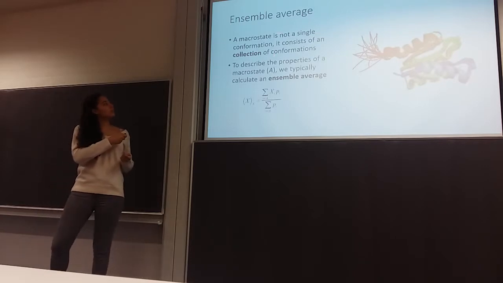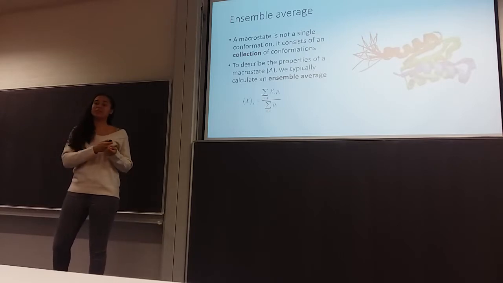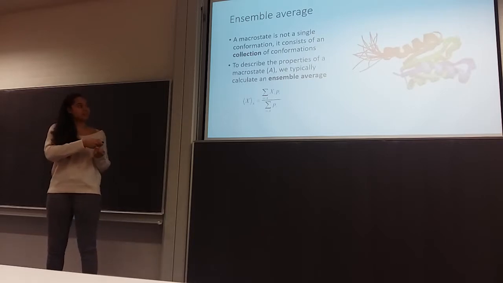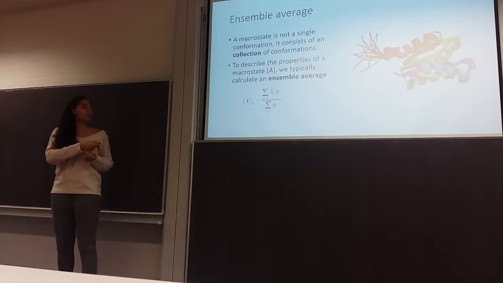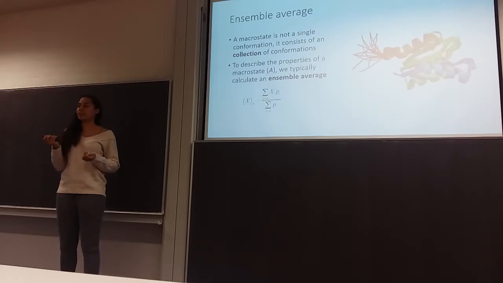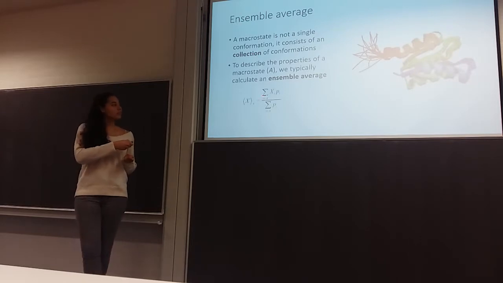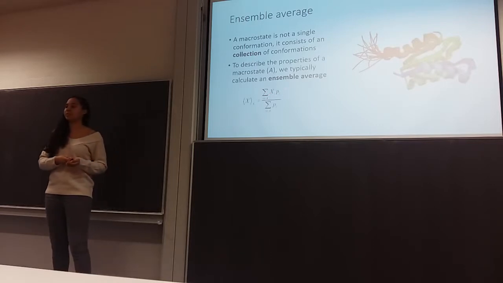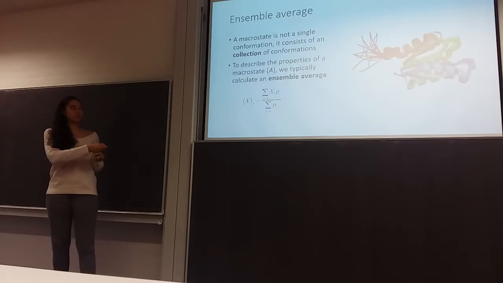So what we can do to calculate the properties of a macrostate is that we take a weighted average of all the microstates in that ensemble, and we call this the ensemble average. It can be any property. Take for example the enthalpy. To calculate the enthalpy of a folded state, you multiply the enthalpy of each individual configuration with its probability, and you divide it by the sum of all probabilities. And quite often this is normalized so that the sum of these probabilities is 1. So then that cancels out.